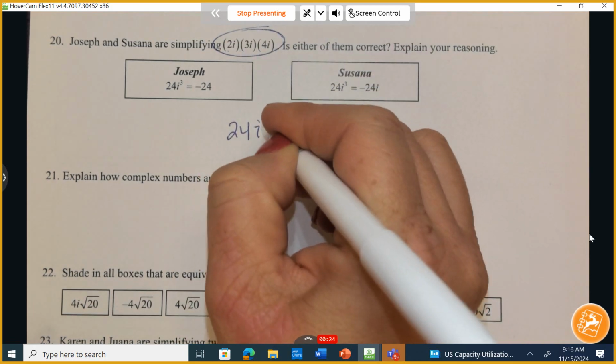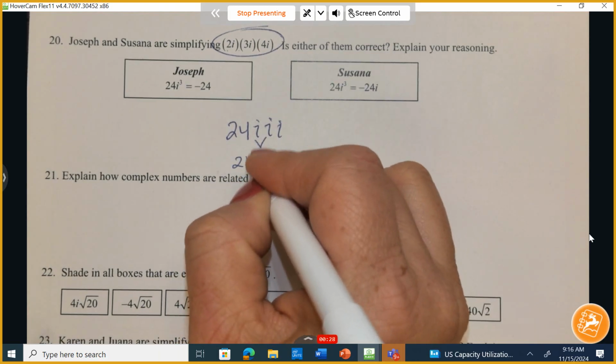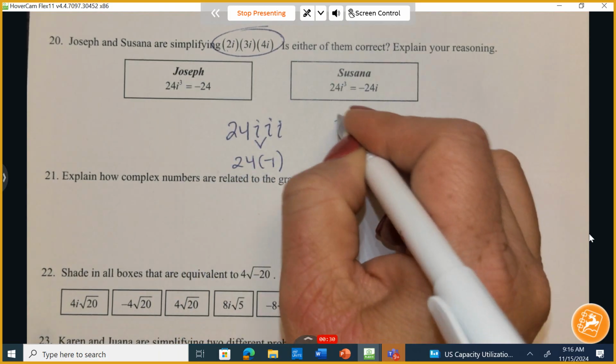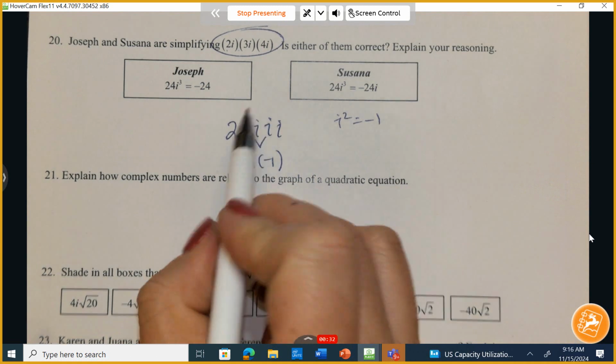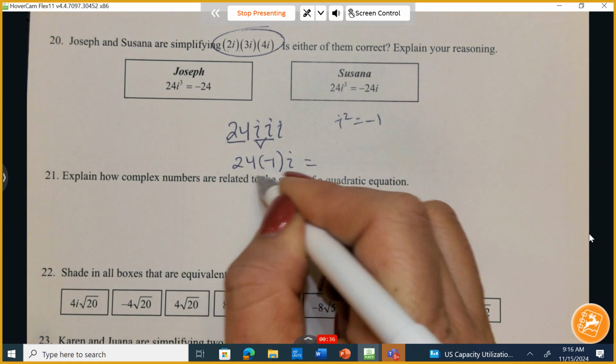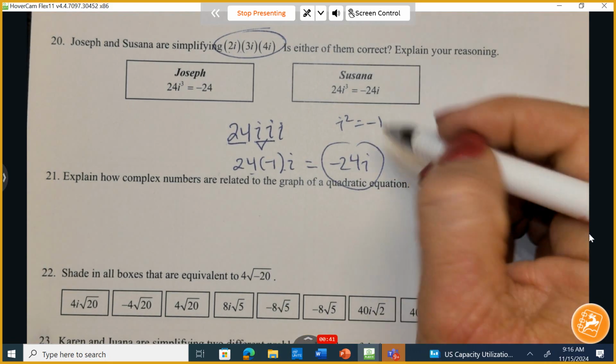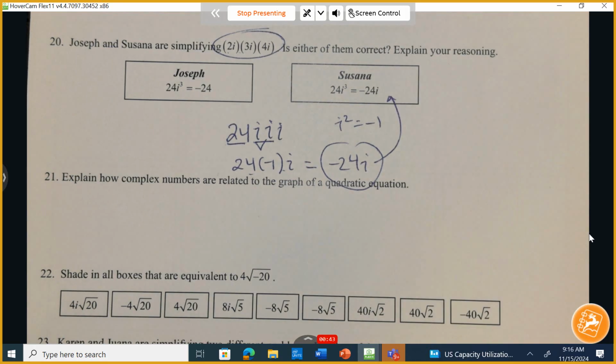Also, I see 3i, so I'm going to write them in expanded form. I know that i times i is the same as i squared, and I know that i squared is equal to negative 1. So this is 24 times negative 1, and there's an additional i. This becomes negative 24i. And so now I look up above, and I believe that Susanna was correct, and I showed my work to verify it.